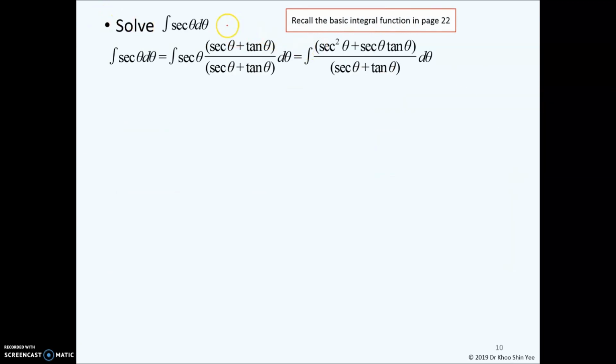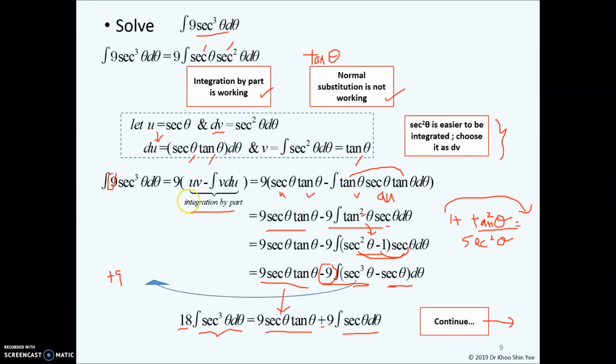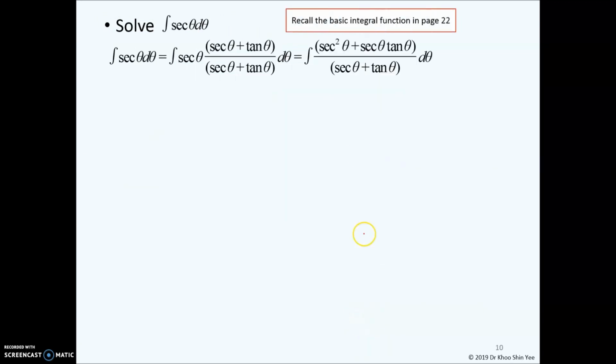Okay. So from the previous problem, you can see that we have a secant. We want to integrate secant here. So you can use the appendix to solve it, or you can use derivation. So secant angle, you multiply with this thing because you want to get secant square and secant tangent here.